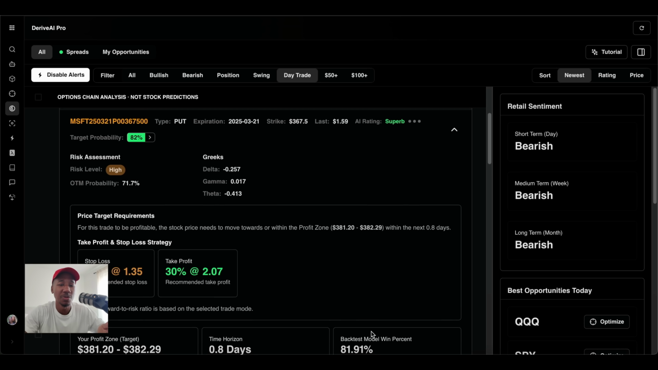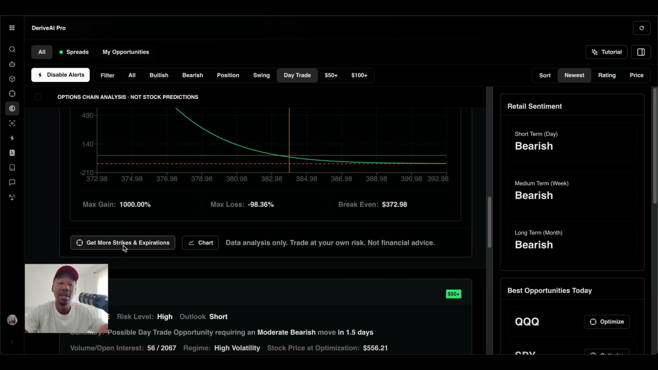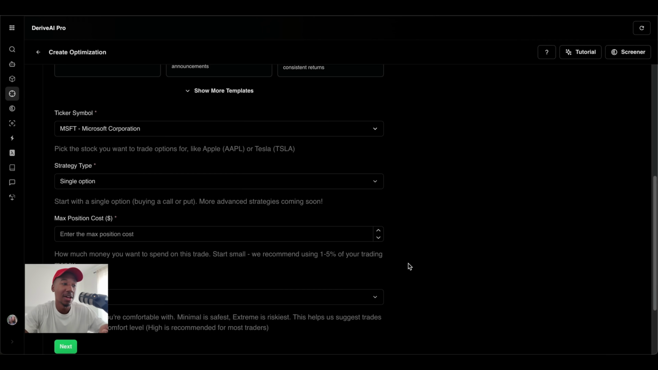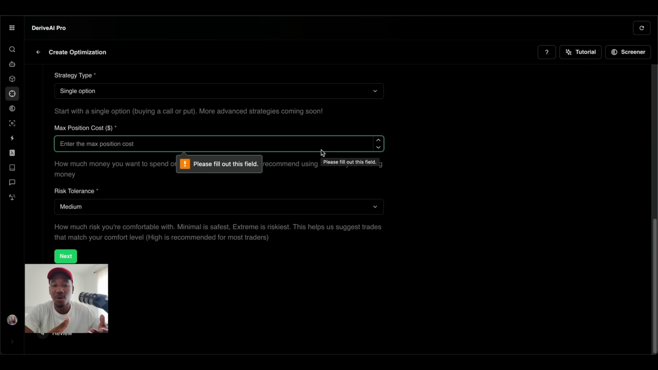Going on from here, let's pretend I wanted to maybe try to use more or less money. Actually, what you can do is if you scroll down a little bit more, you also have the option to get more strikes and expirations. So if I click on that, I can stratify how I want to. So let's say I wanted to spend a little bit more money for something a little bit closer to the money.